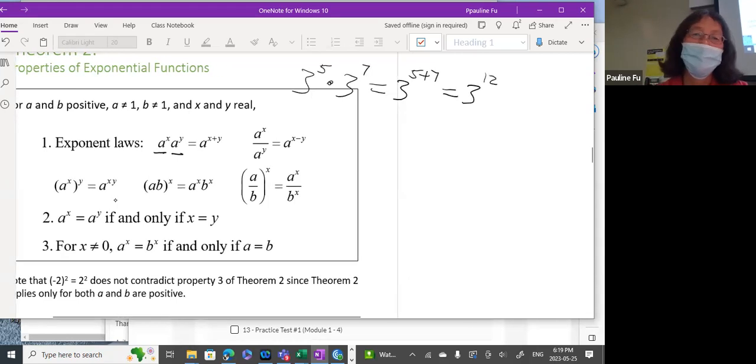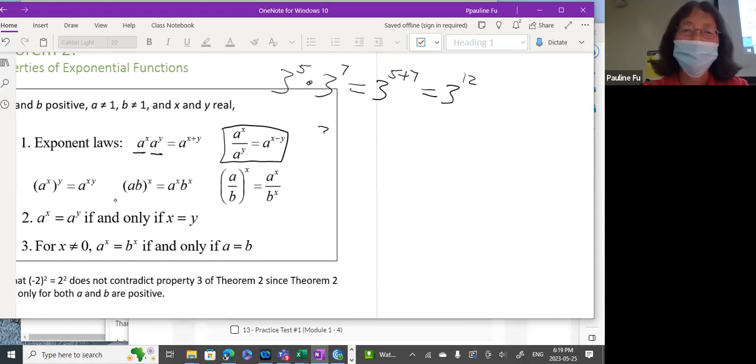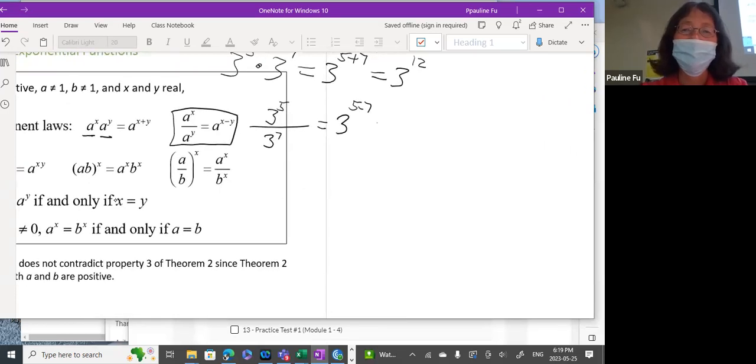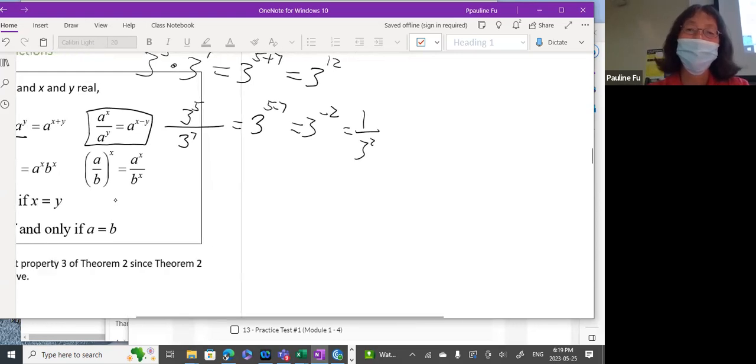Next property: a raised to power x over a raised to power y. So 3 raised to power 5 over 3 raised to power 7 is 3 raised to power 5 minus 7, equal to 3 raised to power negative 2. 3 raised to power negative 2 is 1 over 3 raised to power 2, and it's just 1 over 9.